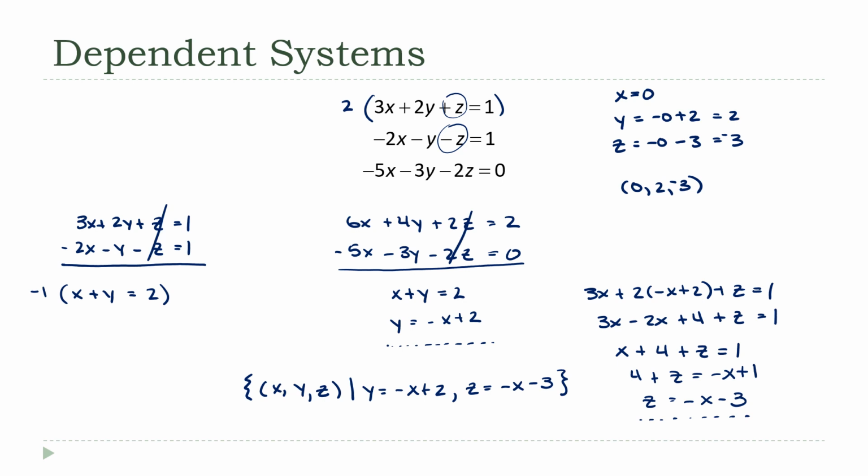So that's why I want to do it this way. What I want to end up with here is the set of all points such that I have one variable in terms of a second, and I have the other variable, the third variable, also in terms of that second. That's what your final result should look like.